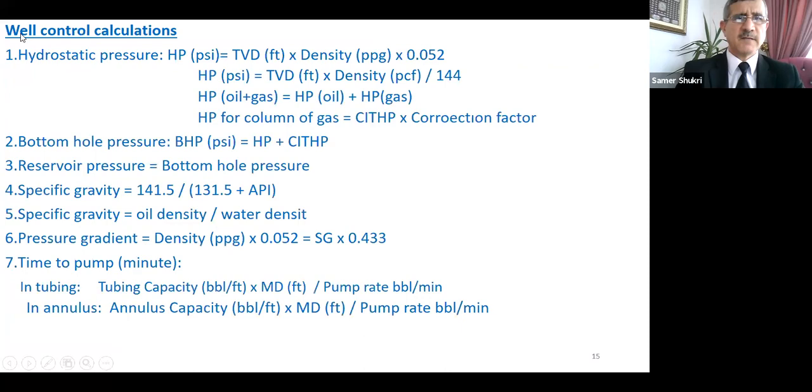Now we also have these calculations for weight control. I think you have them. You have to memorize them and keep them with you, because these are very important formulas for you to work in the oil field. You can memorize them for calculating hydrostatic pressure, bottom hole pressure, reservoir pressure, specific gravity, API, oil density, water density. All of these you have to memorize and keep in your mind, also for calculations and volumes.